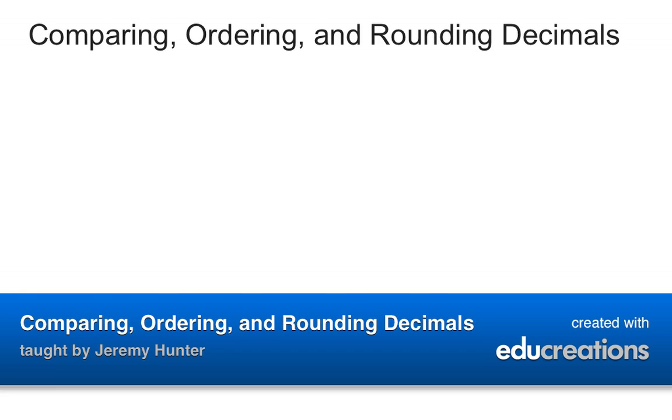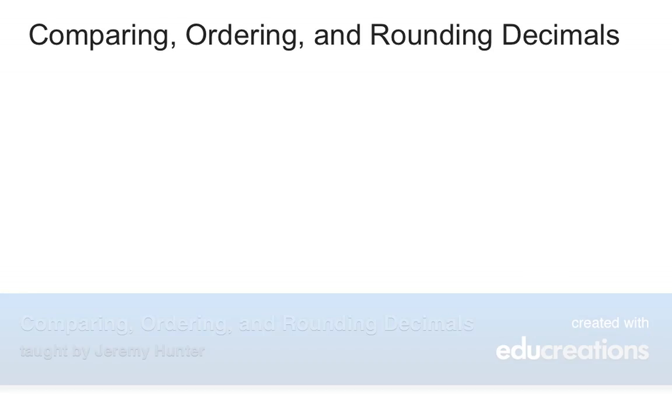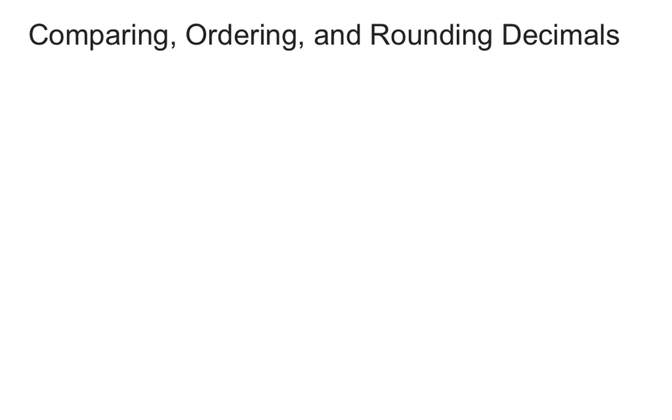Hey guys, today's lesson: comparing, ordering, and rounding decimals. This starts our unit on decimals, so we're getting away from just whole numbers. We're going to throw these decimals in there too. So now we're talking about things like 3.75, maybe something like 4.2, where we have this decimal point in there.